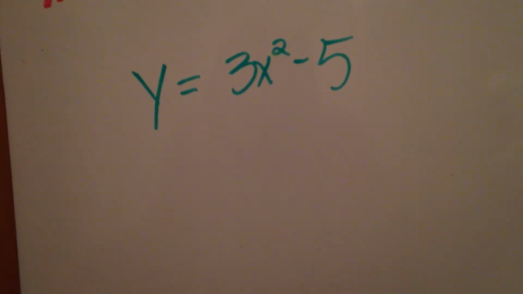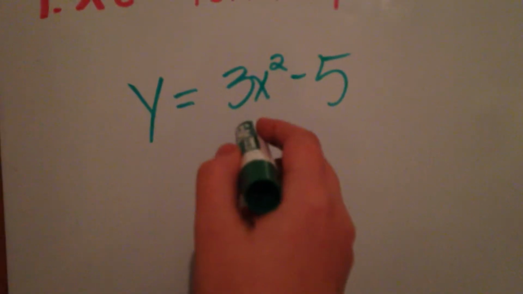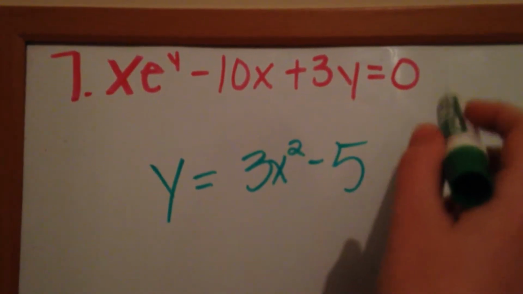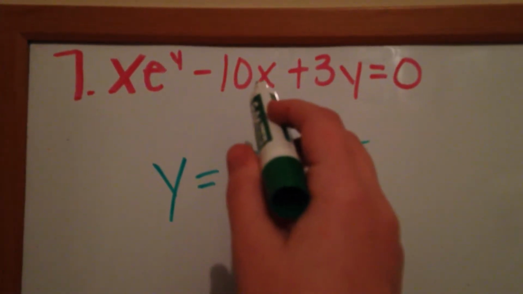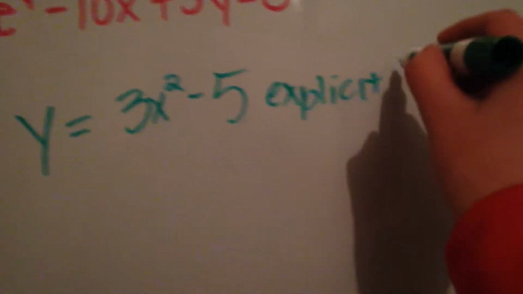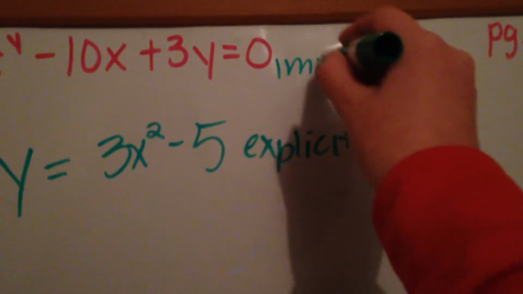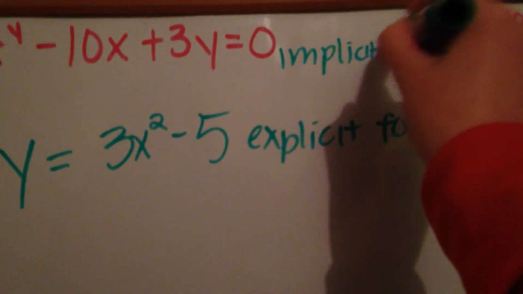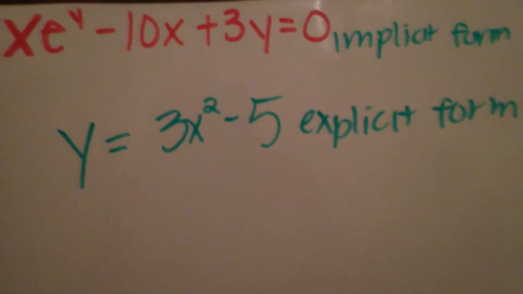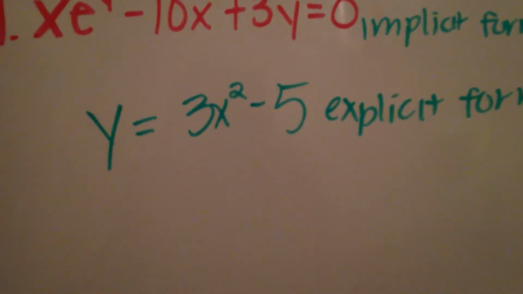Usually when seeing this, students will simply take the derivative. But notice, this says y equals, and this equation says equals 0, and the y is inside of the equation. That is because this is the explicit form, and this is the implicit form. Now, usually when looking at this equation, a calculus student would simply just take the derivative.